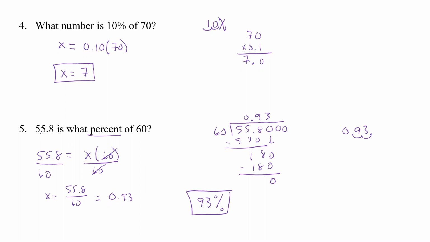Which makes sense because 55.8 is very close to 60, so we know it's going to be probably around 90% of the value, and we actually have 93% is what it comes out to being. Okay.